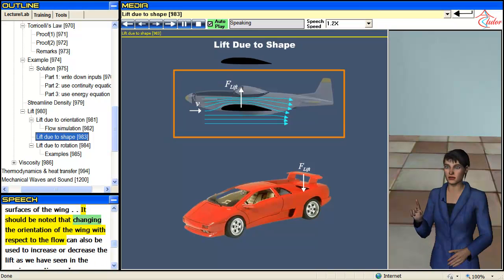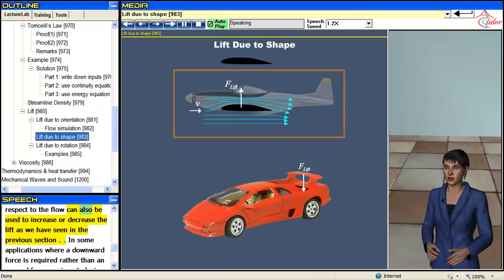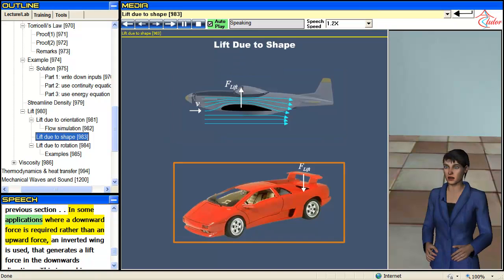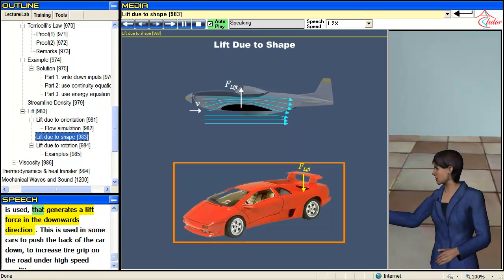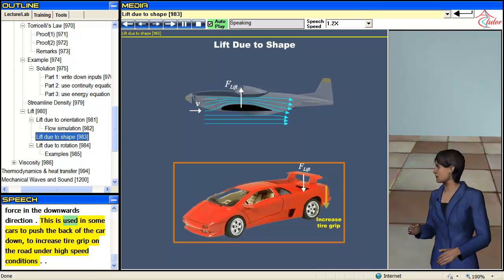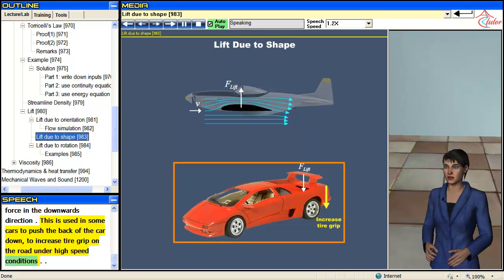It should be noted that changing the orientation of the wing with respect to the flow can also be used to increase or decrease the lift, as we have seen in the previous section. In some applications where a downward force is required rather than an upward force, an inverted wing is used that generates a lift force in the downward direction. This is used in some cars to push the back of the car down, to increase tire grip on the road under high-speed conditions.